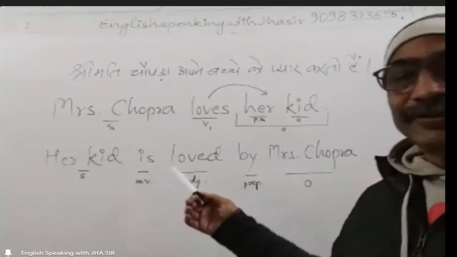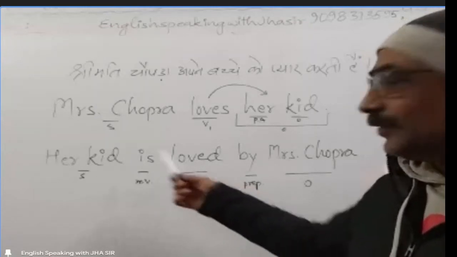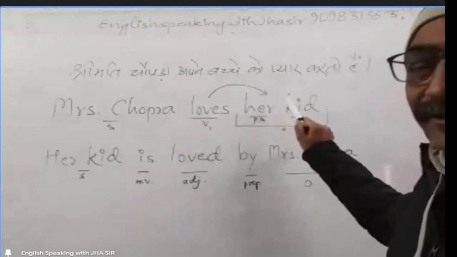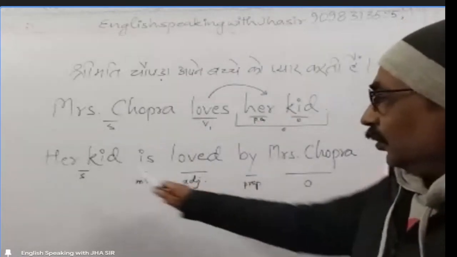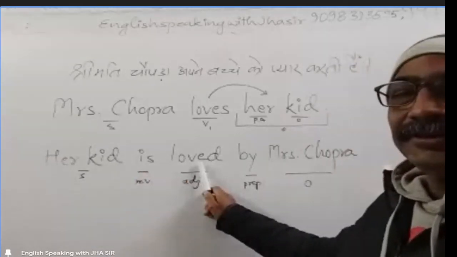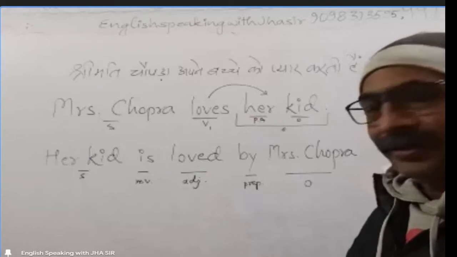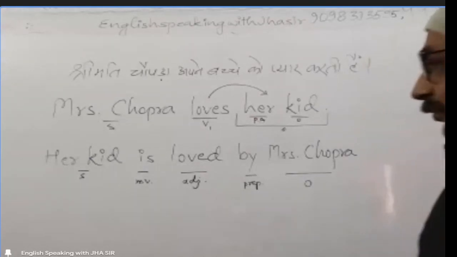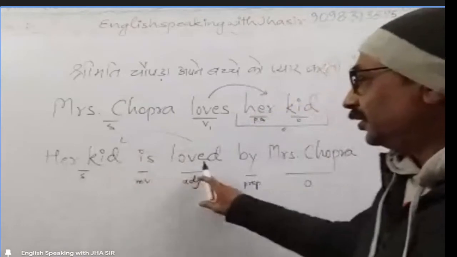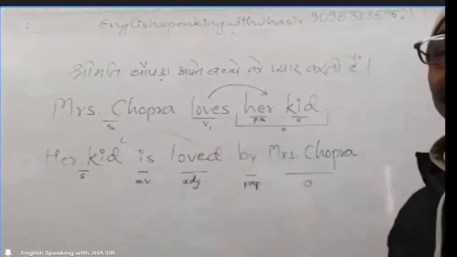No. So this is not a verb here. Verb is what? The thing which is performed by the subject. The verb is what is performed by the subject. So her kid is not doing this action. Her kid is not loving. That's why it cannot be a verb here. This action is affecting this. He is not doing this thing, but here she is doing this thing. That's why this is the verb.